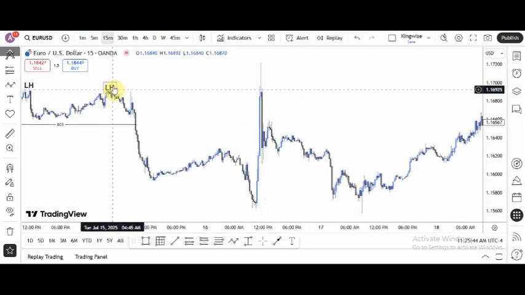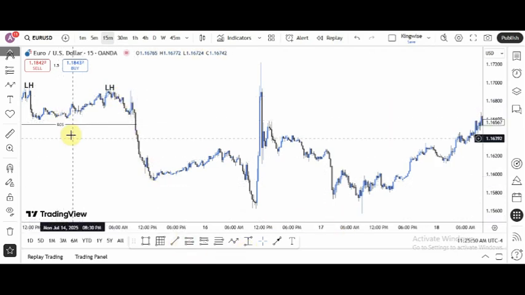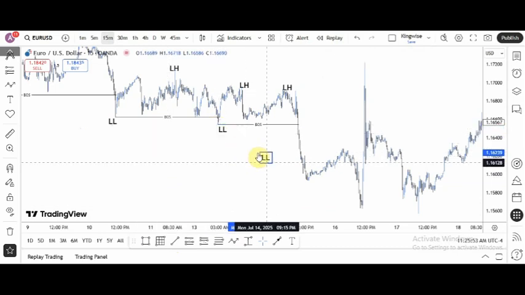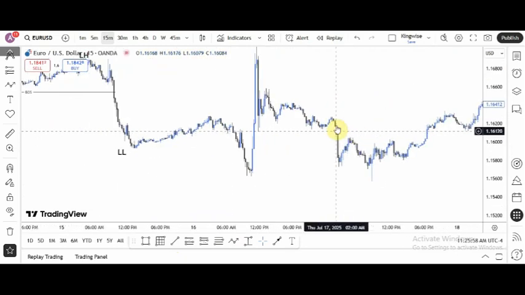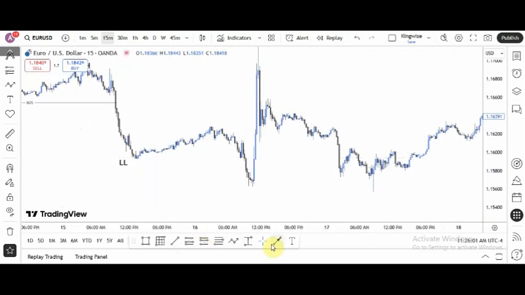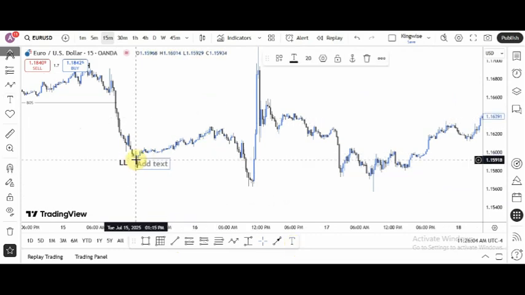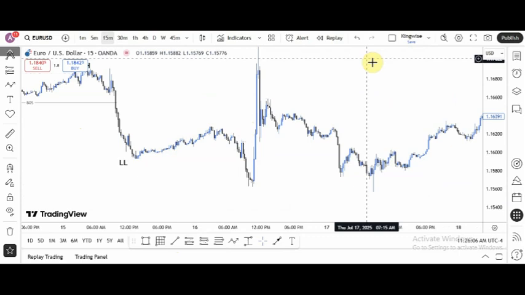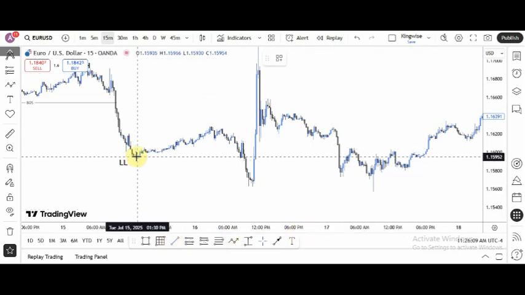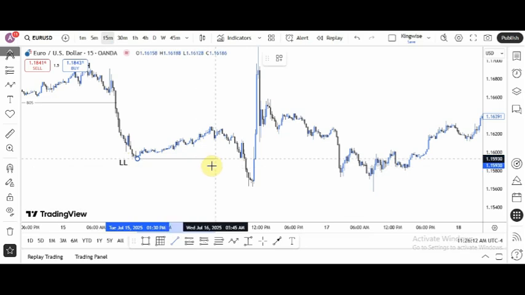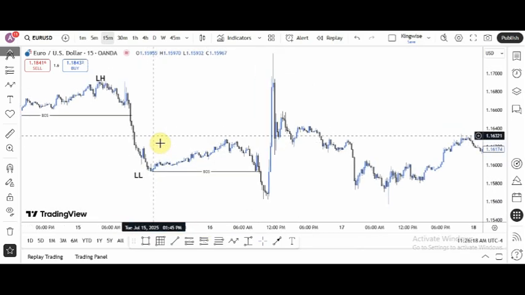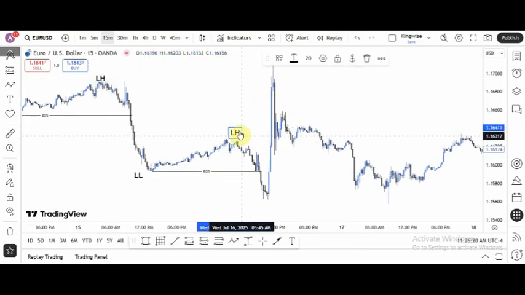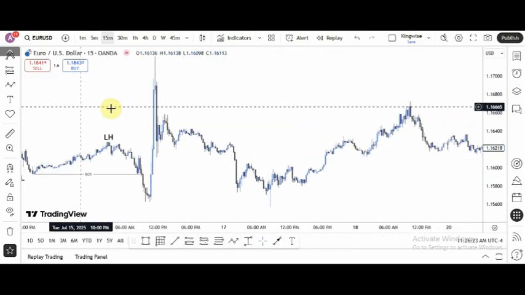Now, after this lower high was formed, price pushed down to form a new lower low here. And then what happened? The structure was broken again by this high. This was the high that took out that structure.